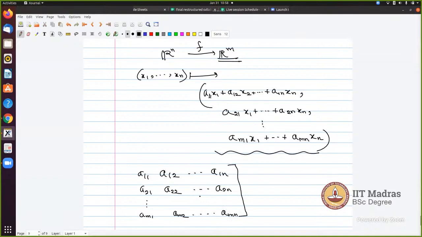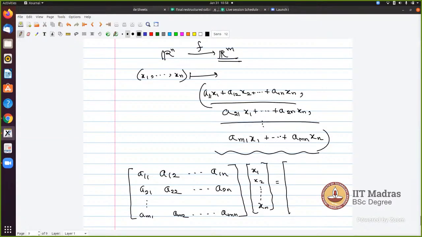I have written down in the form of a matrix. If I multiply this with this vector, then what do I get? Then I get these elements, right? The first one is A11 x1, A12 x2, up to A1n xn, correct? Similarly, A21 x1 and so on up to A2n xn, and finally Am1 x1, up to Amn xn.